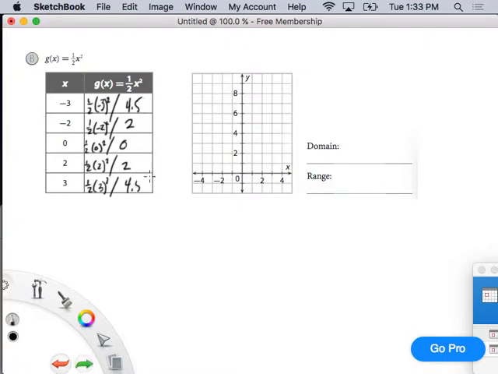Here we go. -3, 4.5. Careful when plotting 4.5. -2, 2. 0, 0. 2, 2. 3, 4.5. There you go. So you're graphing a quadratic function. Next is domain and range. What's the domain of this function?